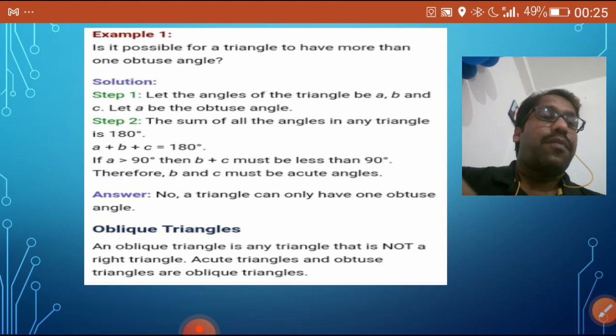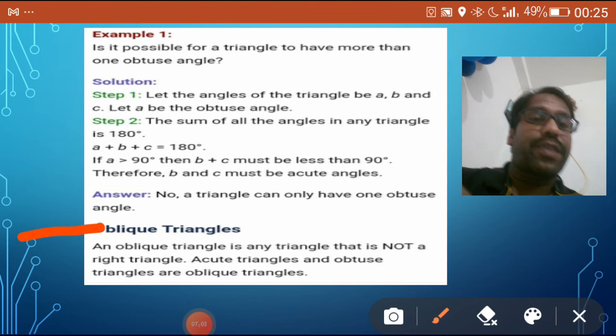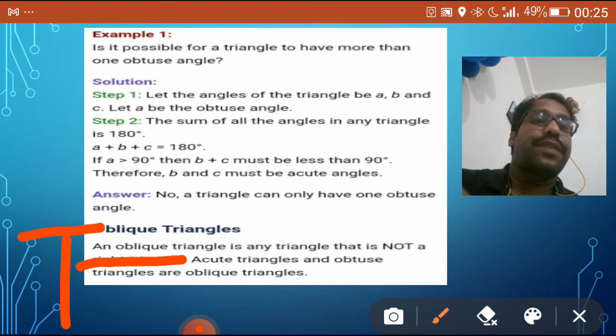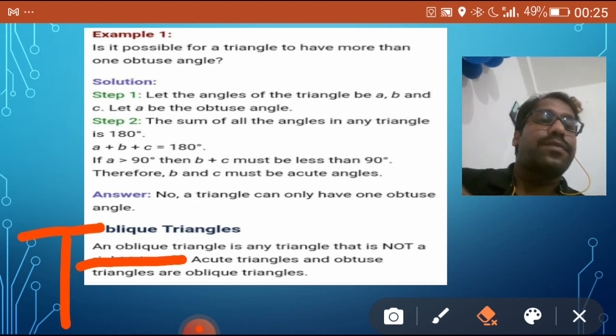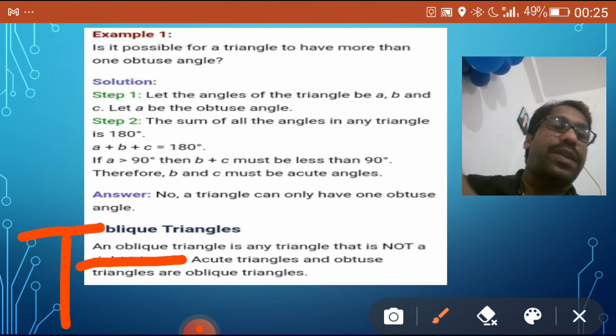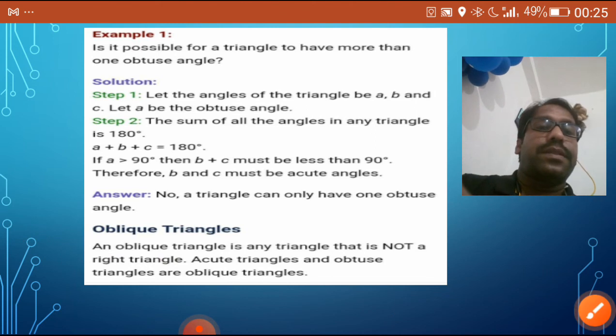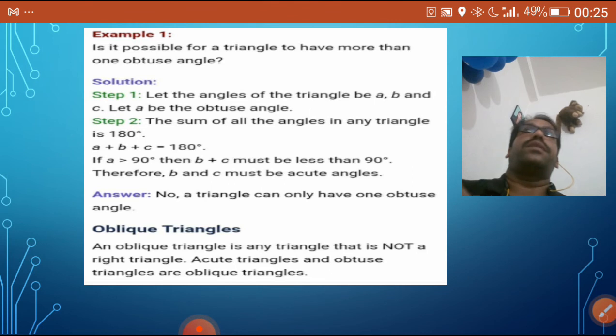Okay, now we have one type of triangle that is called an oblique triangle. What is an oblique triangle? An oblique triangle is a triangle which is not a right triangle. That is called an oblique triangle. Very good. So except for the right triangle, all are oblique triangles.